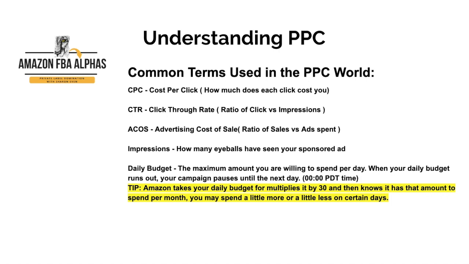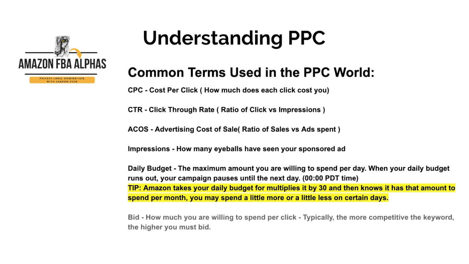So I'll give you an example. Let's say you have an auto campaign and you've put in a $10 daily budget. $10 times 30 days equals $300. Amazon knows it has $300 that they can play around with for that month. One day they may spend $25 and then another day they may only spend $2. So when you see a specific day you spent more than $10, even though your daily budget is only $10, that's the reason why. And that's information straight from Amazon.